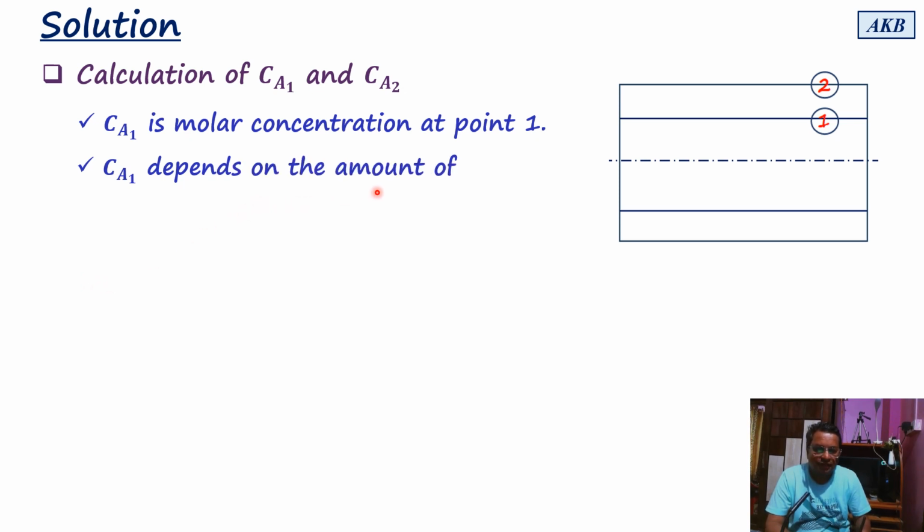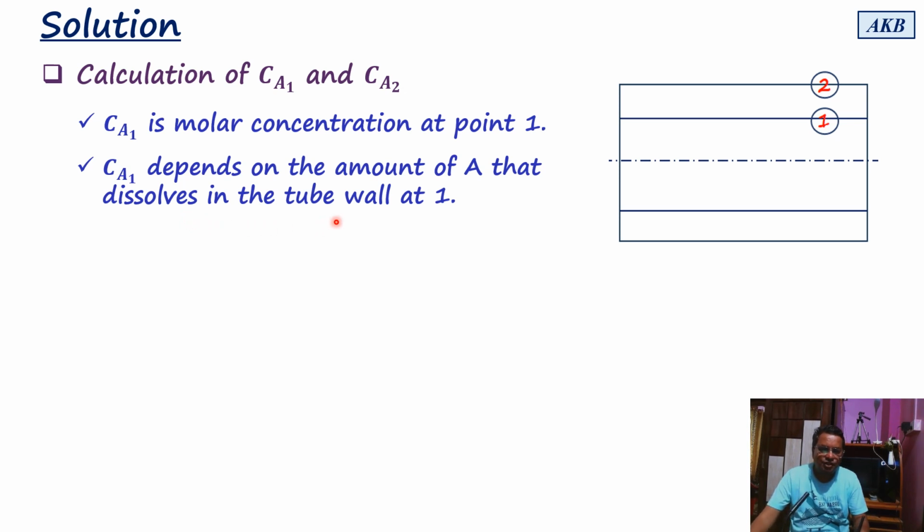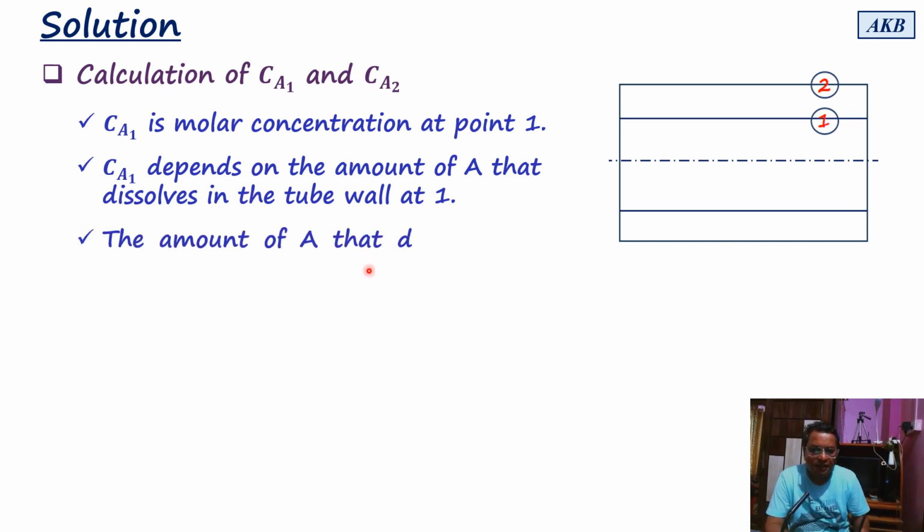Ca1 depends on the amount of A that dissolves in the tube wall at 1. So we are talking about the concentration of A in the rubber at this point, and that concentration depends on how much A dissolves in the tube wall at 1. That will decide its concentration at 0.1, which is nothing but Ca1. The amount of A that dissolves depends on its solubility, which is given to us.